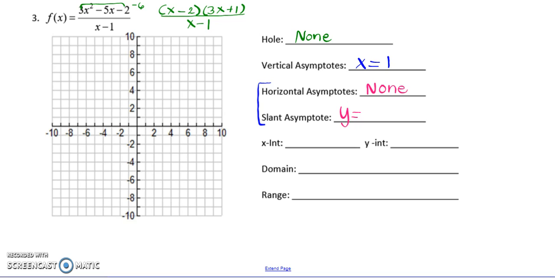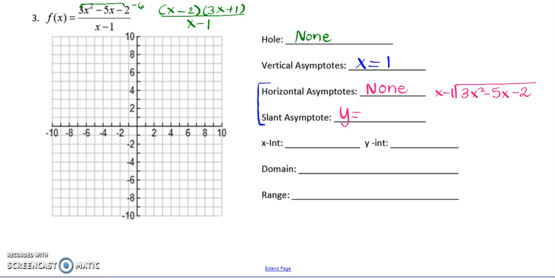Now technically, since we're dividing by x minus 1 and the degree of that piece is 1, we can use synthetic division. But let me practice long division with you just in case you get a problem at some point, whether it's on your final, whatever, where you're dividing by an x squared term or an x to the third. You have to use long division in that case.